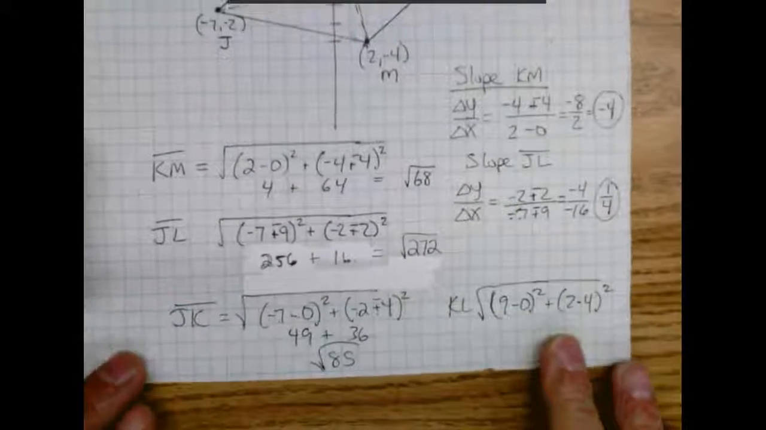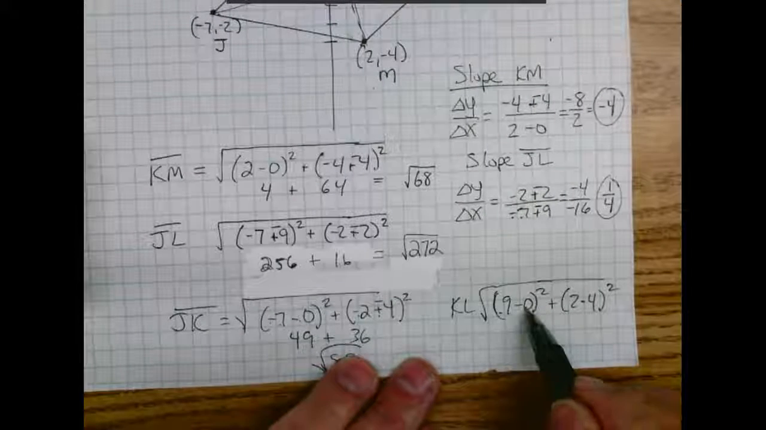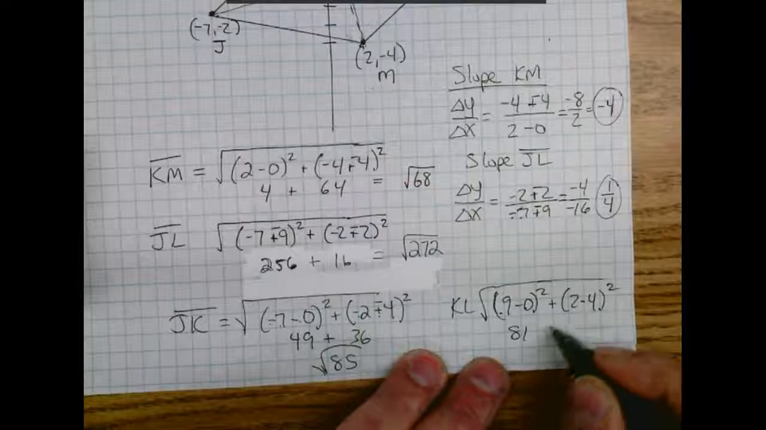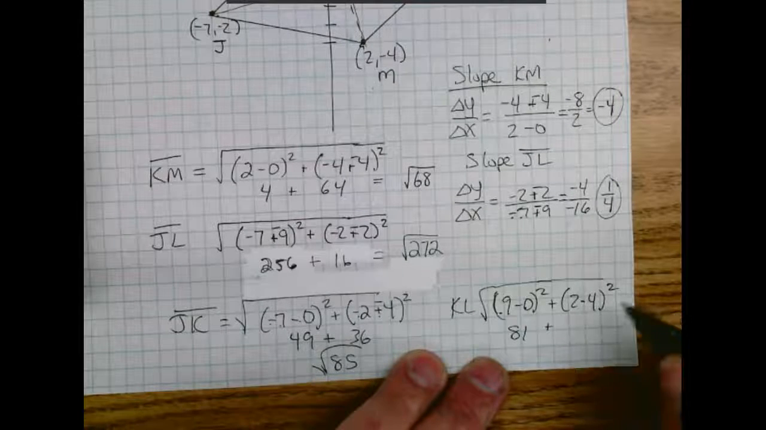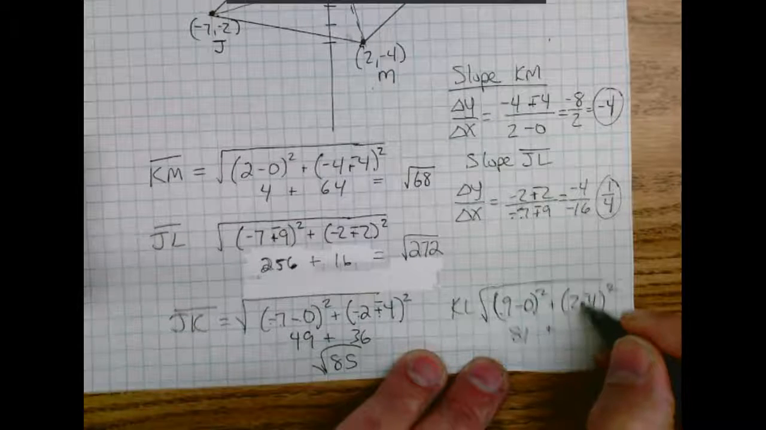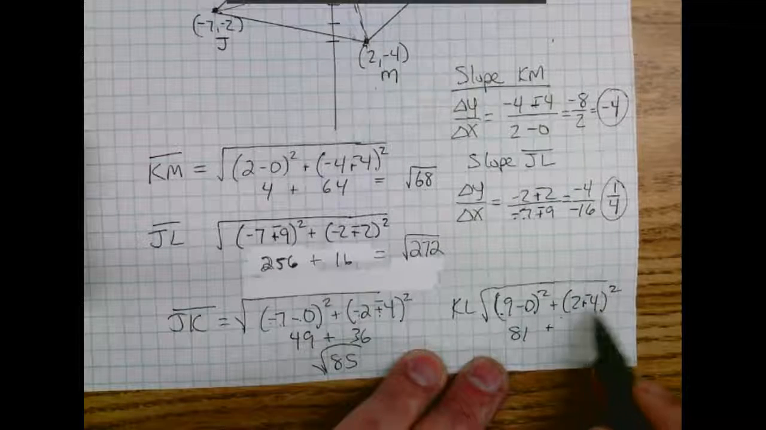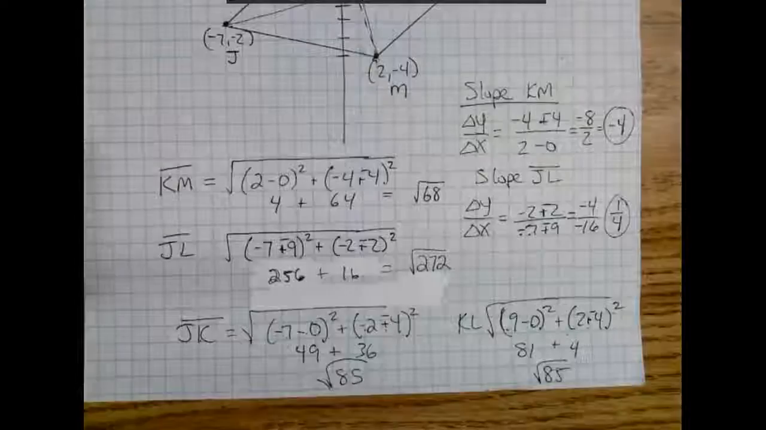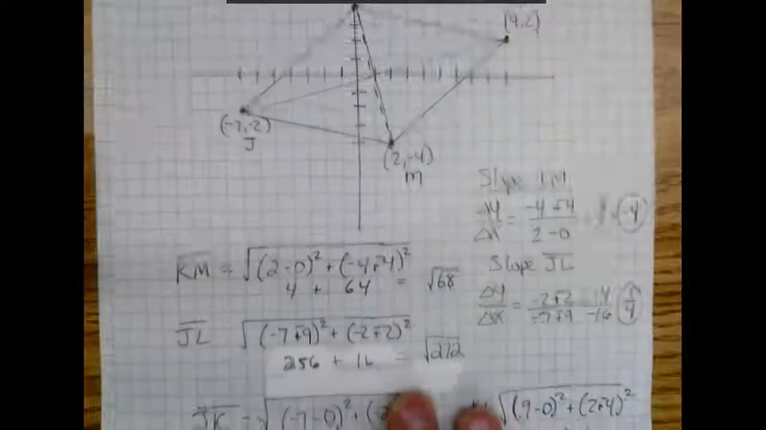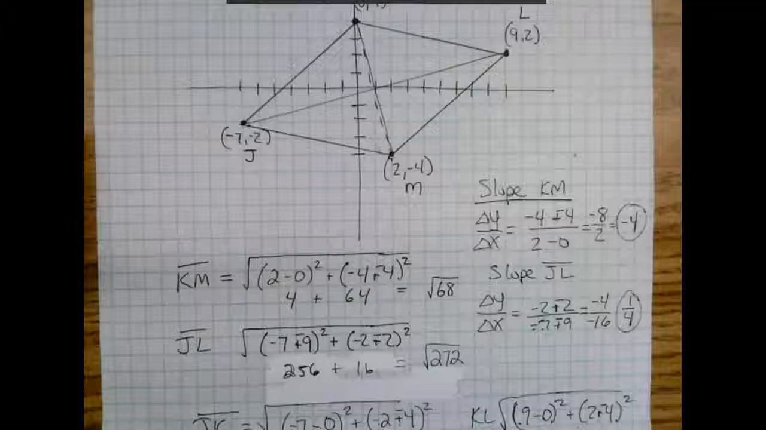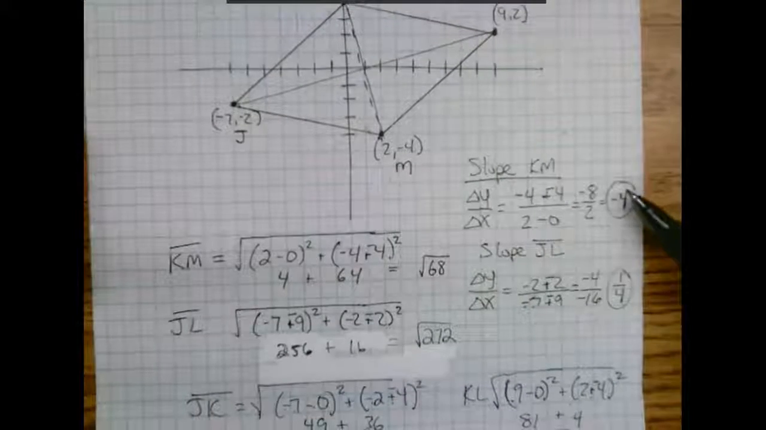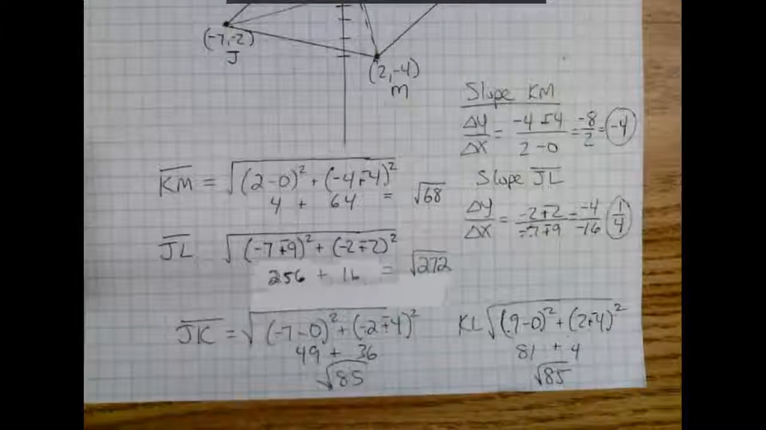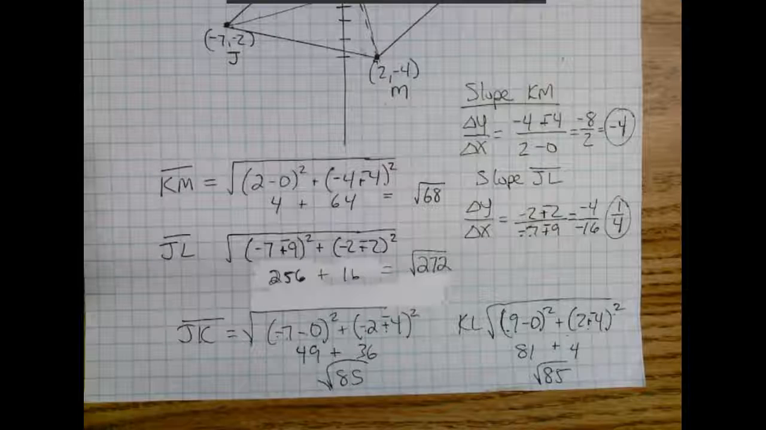Then I'm going to look at KL over here. I'm going to say 9 minus 0 is 9. You square that, you get 81. And then for this one, you get 2, change the sign and add them. 2 plus a negative 4 is negative 2 squared, that's going to be 4. And that's going to be the square root of 85. So I know JK and KL are the same, they're congruent. I know the diagonals are perpendicular by my calculations, and I know these sides are congruent as well. So then I know I have a rhombus.